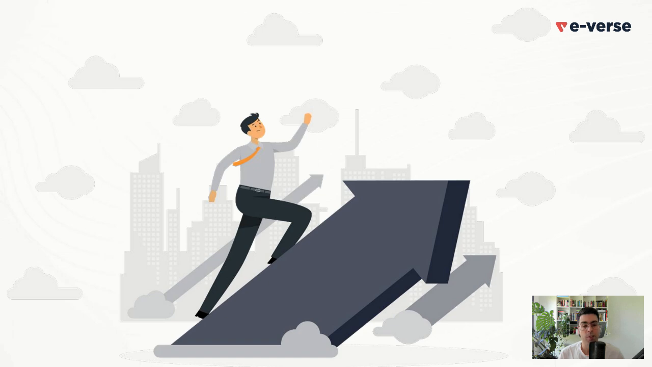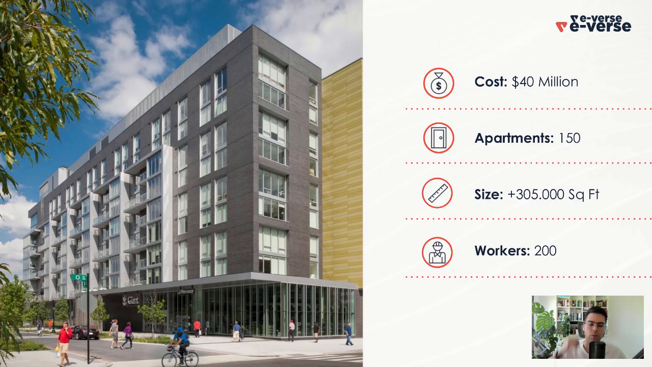But there were new opportunities ahead, and I was happy about it. We got a new client, and this is the client that we're going to speak about today, which presented us a much smaller opportunity. There was a much smaller building in Maryland. Basically, it was just a 40 million building. It was not that big: 150 apartments, 305,000 square feet, and 200 workers.